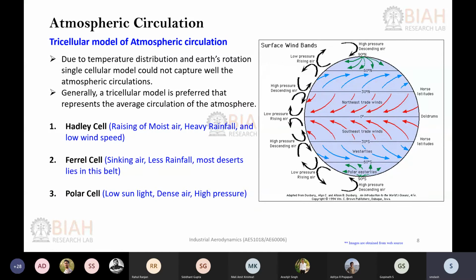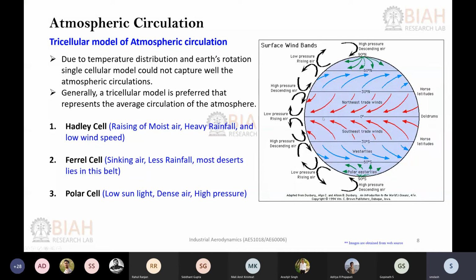The more appropriate model which is generally followed is the intermediate one, I would say, the tricellular model, which is considered a kind of okay model to represent atmospheric circulation. There are better cellular models which we are not going to discuss here in more detail. The tricellular model is a better approximation than the single cellular model.